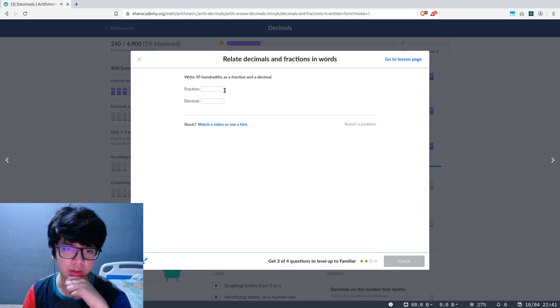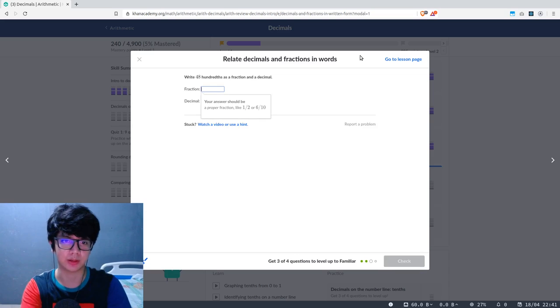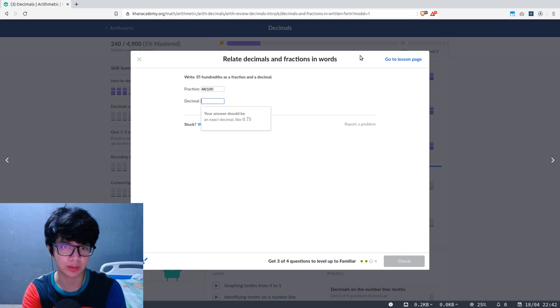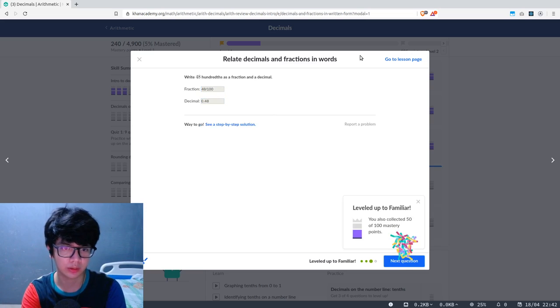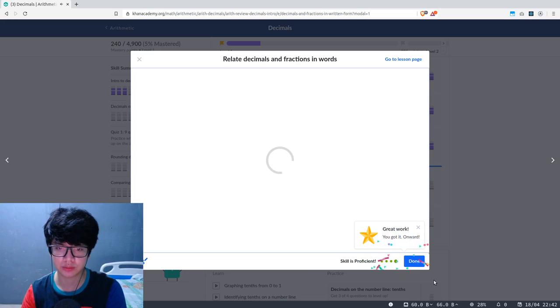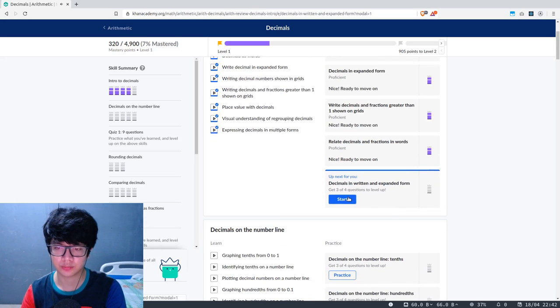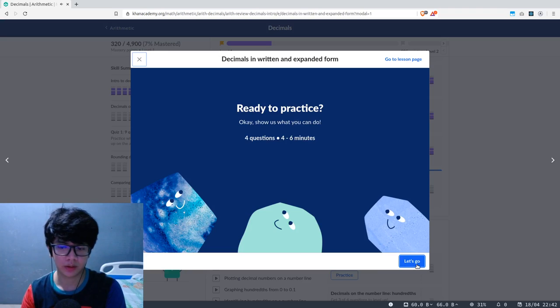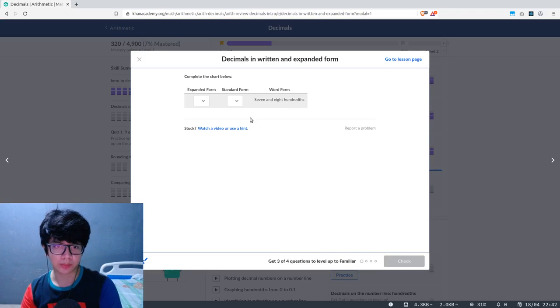Write 48 hundredths as a fraction and a decimal. As a fraction, it's going to be 48 over 100. Cool. Select the written form of each number. For 4 tenths, 4 tenths. Complete the chart.